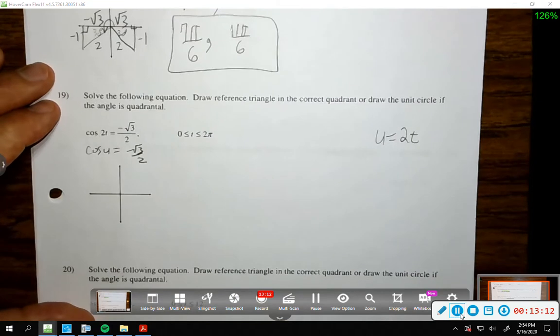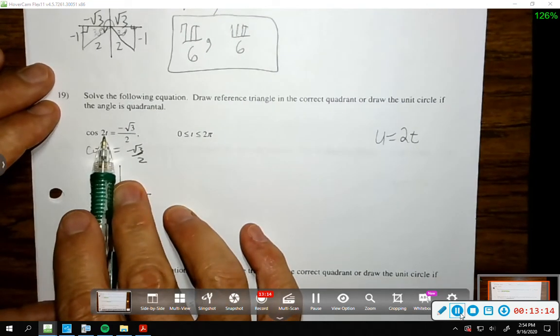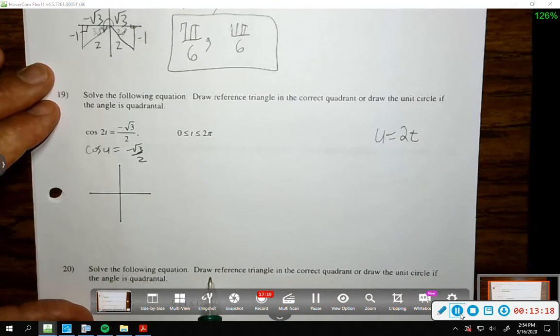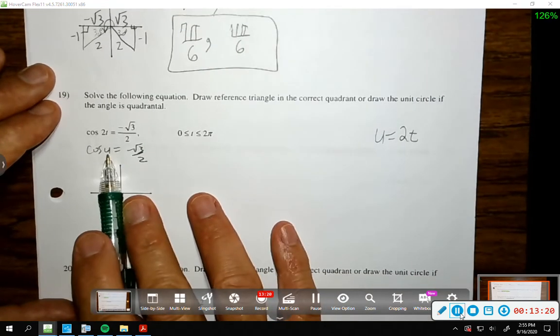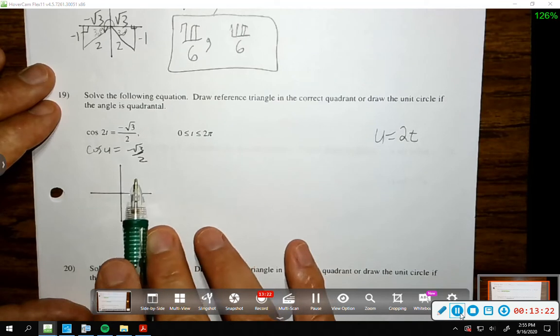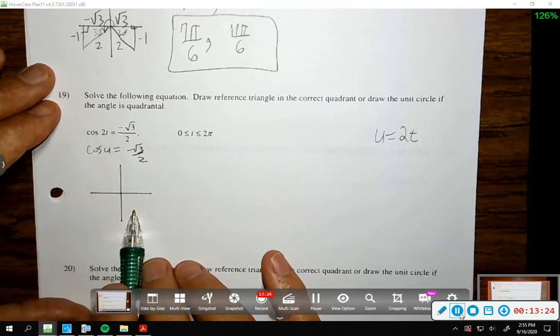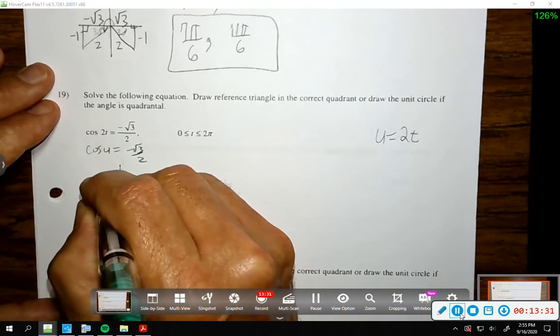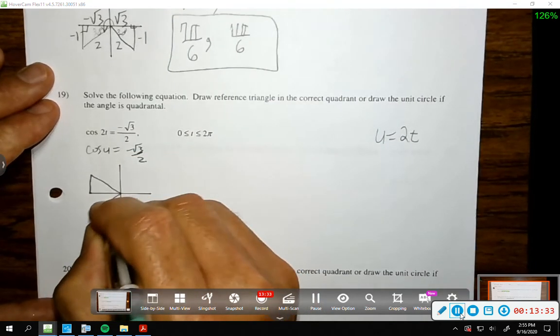What's making this problem complicated? The 2 in front of the t. Okay, let's simplify it. I can draw pictures of this angle, u. All students take calculus. The cosine is positive in the first and the fourth, therefore it's negative in the second and the third.